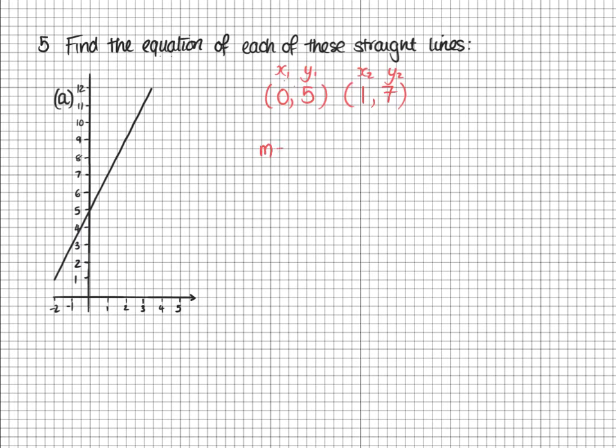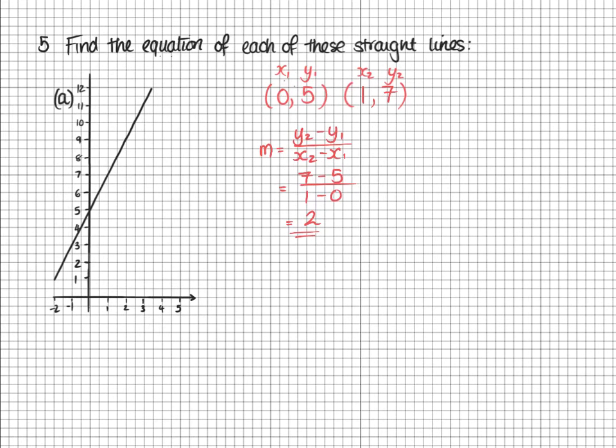So we've got m is equal to y2 minus y1 over x2 minus x1. Are you fed up with me saying it over and over again yet? So y2 is 7, y1 is 5. x2 is 1, x1 is 0. So we get 7 take away 5, which is 2, and then on the bottom we just have 1, so our m is 2.